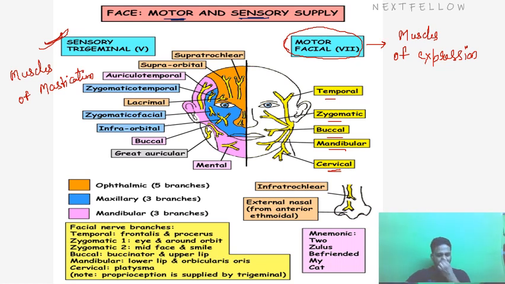Now tell me, the muscles like the medial pterygoid and lateral pterygoid, these are supplied by which nerve? Facial nerve or the trigeminal nerve? The answer is the trigeminal nerve, because the pterygoid muscles are muscles of mastication, muscles for chewing or biting the food, which are supplied by the trigeminal nerve.